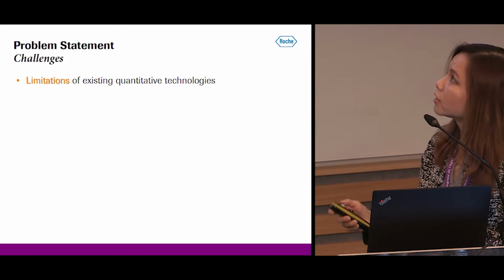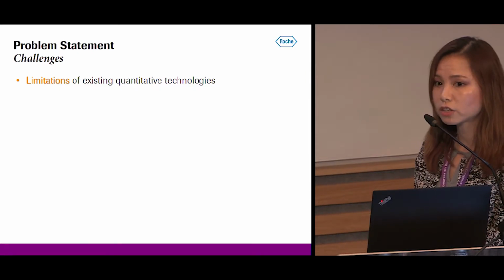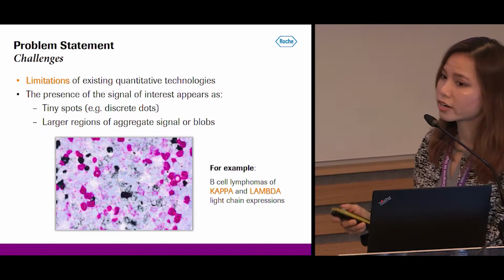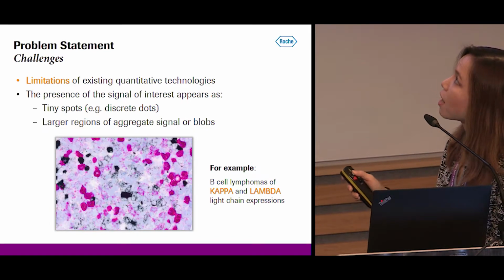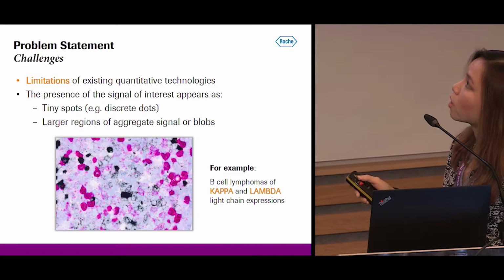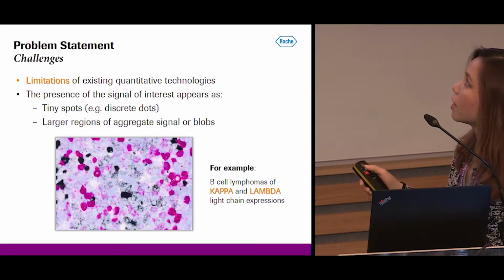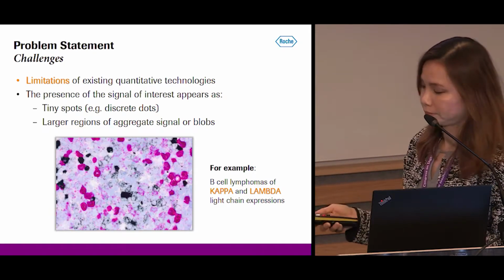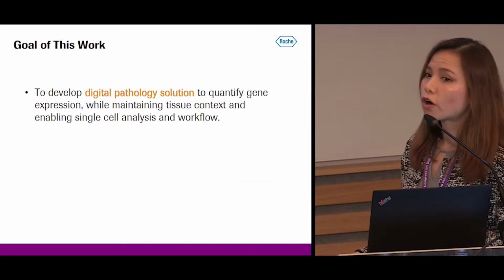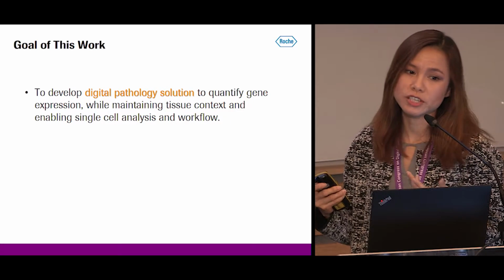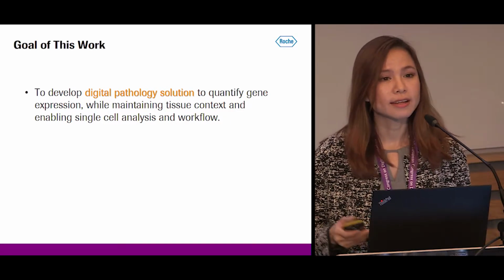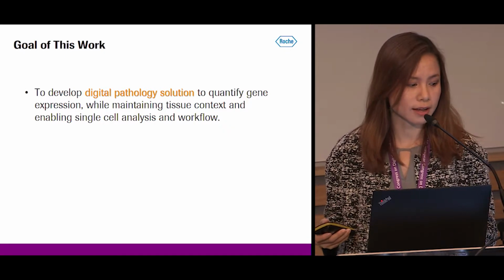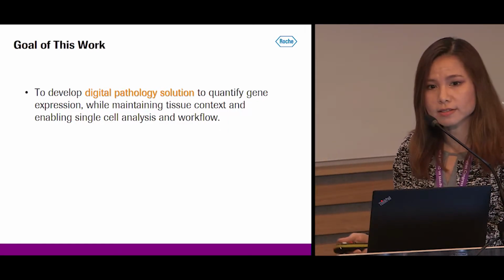Currently, there is a challenge that still limits the technology's ability to quantify the information. For example, the RNA signal can present as a very tiny, discrete spot, and can also form a larger region, as shown in this example of the B-cell lymphoma kappa lambda. Therefore, in this study, we proposed to develop a digital pathology solution that can be used to quantify gene expression while maintaining the tissue context to enable single cell analysis.